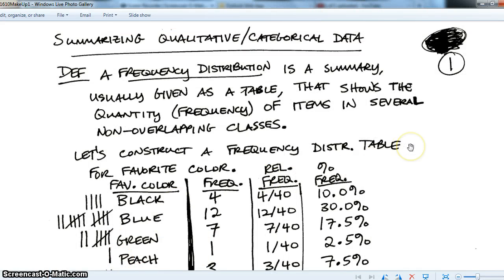Okay, this is Math1610, making up the lecture that we missed earlier this week. This is summarizing categorical qualitative data.